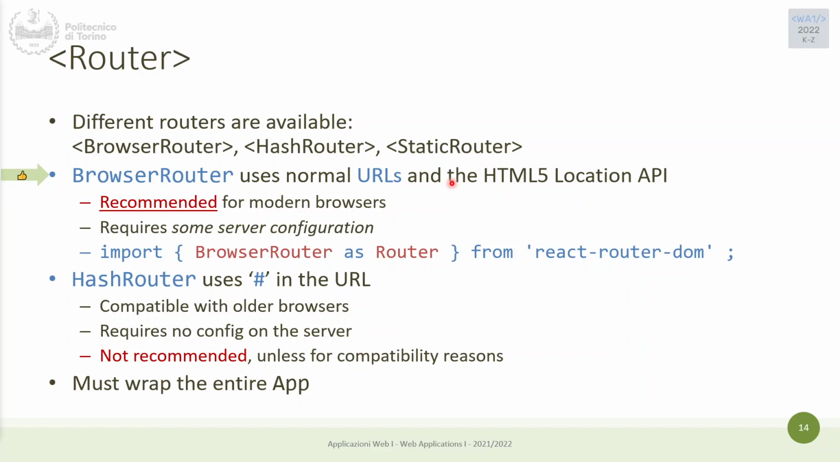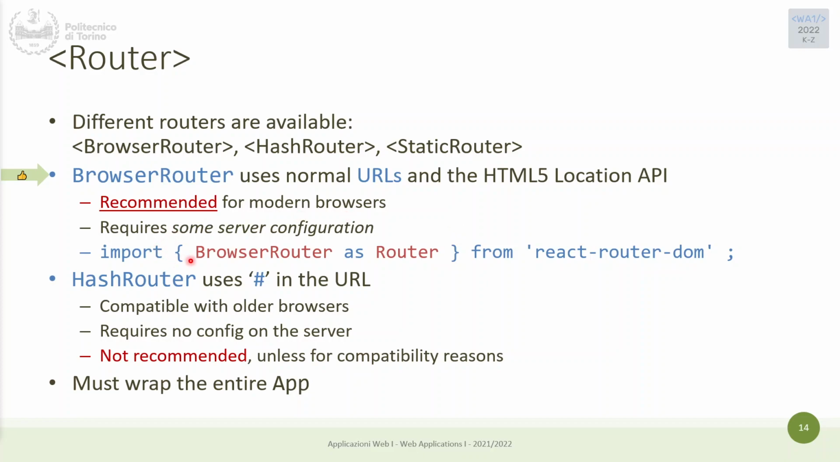The browser router uses the normal URLs and the HTML5 location API, so it is particularly suggested if you are developing in HTML5. That is what almost every developer does nowadays. So it's recommended for modern browsers, but has a drawback that it requires some server configuration. That is very, very simple. We are going to see that when we are discussing Express and the server side.